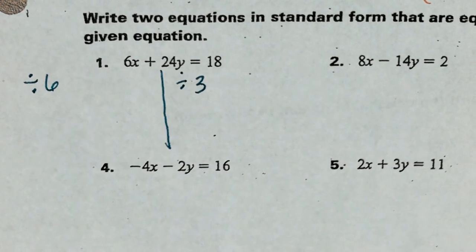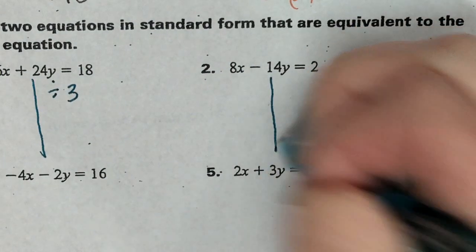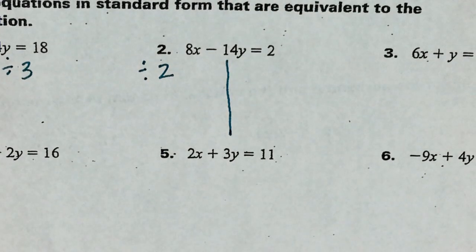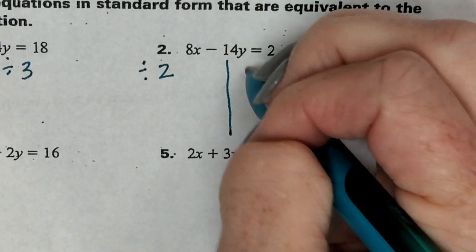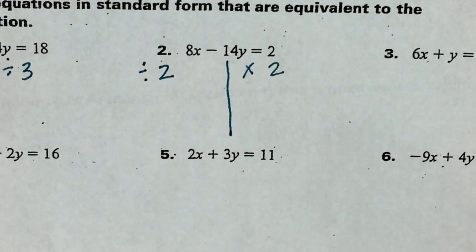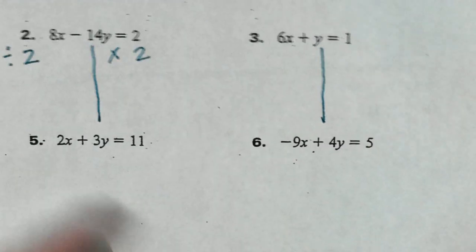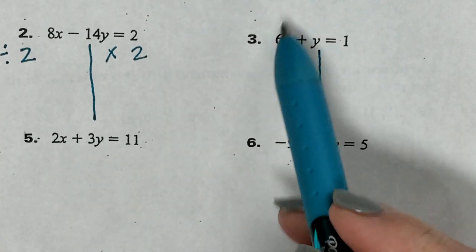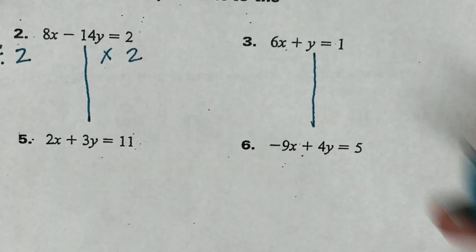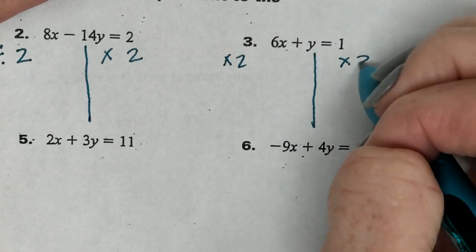Okay, on number 2, what do y'all think we could do? What could we divide by? 2. So we're going to divide by 2. What else could we do? Multiply by 2. Okay, on number 3, we can't divide by anything. Well, technically we could because the a is the only one that can't be a fraction. But I wouldn't want any of it to be a fraction like intentionally. So let's multiply by 2 and multiply by 3.